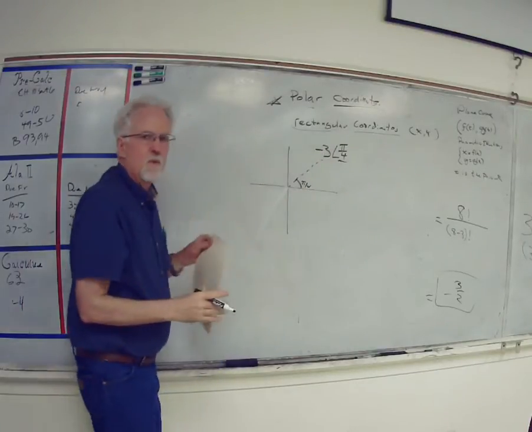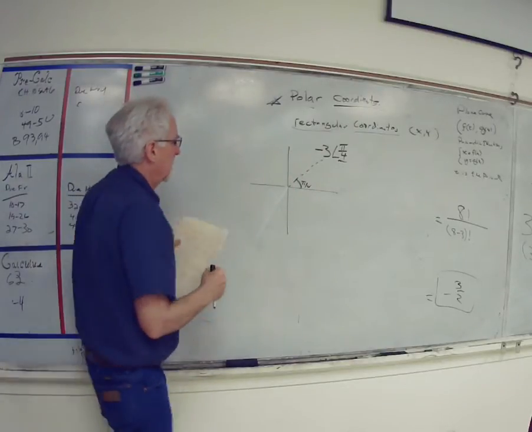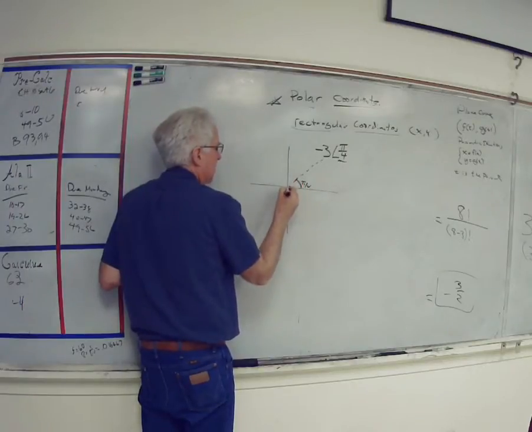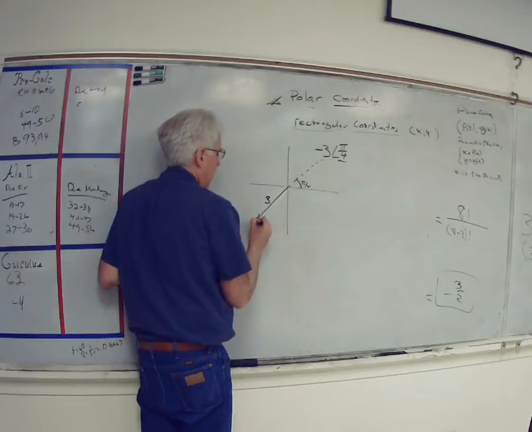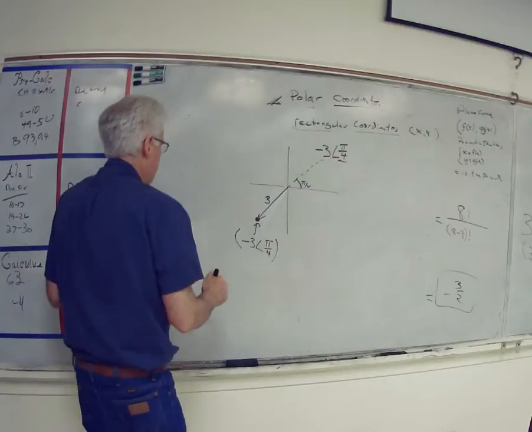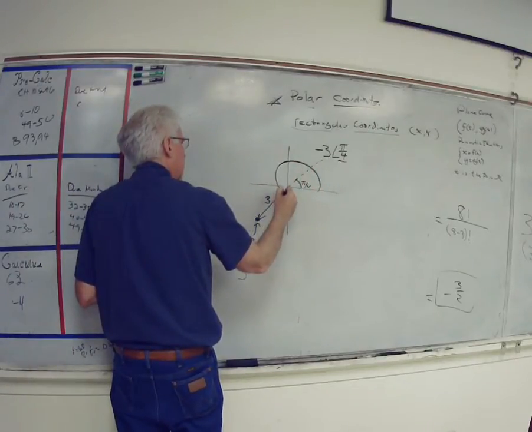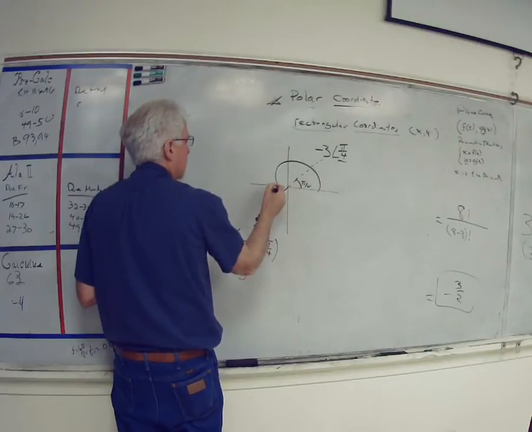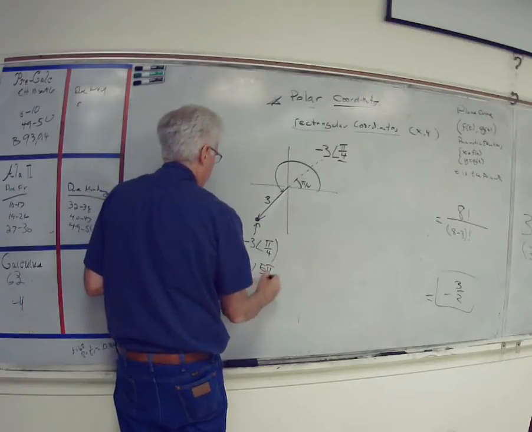So what does the negative 3 do? That says it's going in the opposite direction. Yeah, so it would be like this. So this would be 3. Okay, so what is this point? This point is minus 3 at an angle of pi over 4. All right, and what is that the same as? That's the same as 3, and that would be pi over 4 plus pi, at an angle of 5 pi over 4.